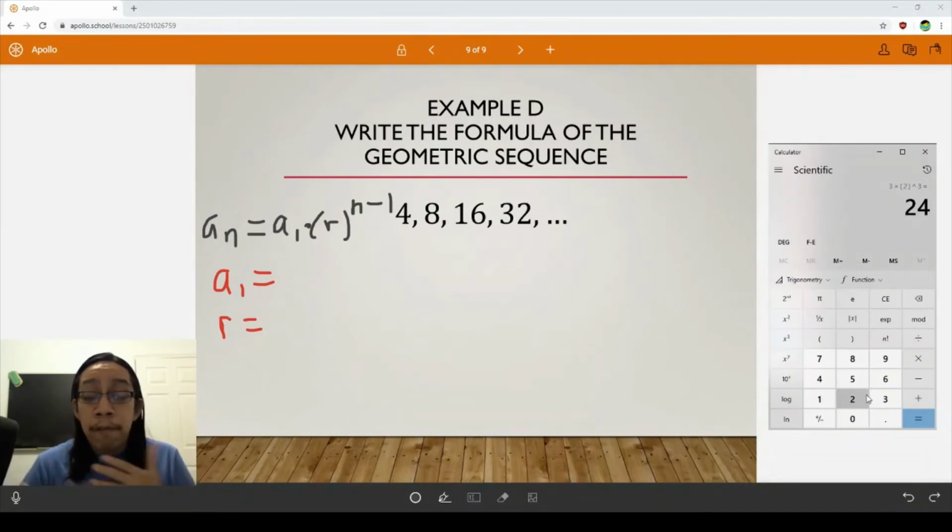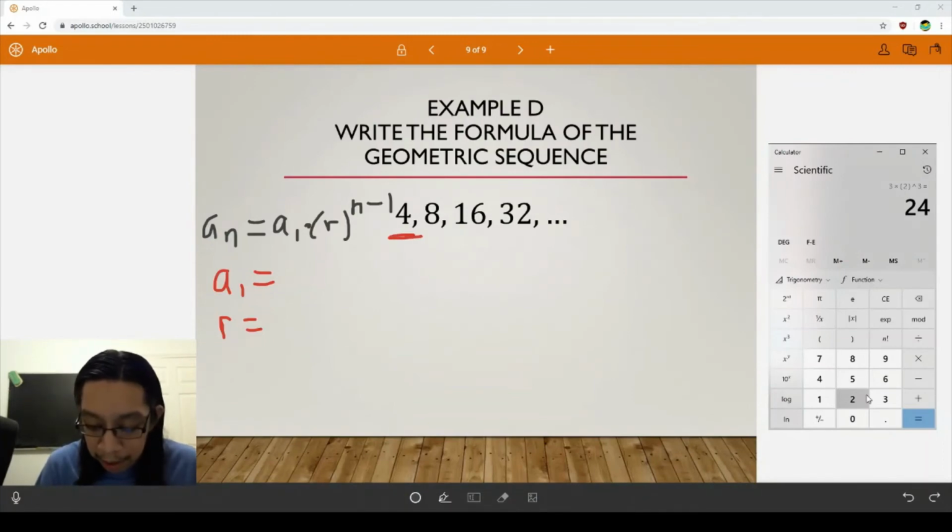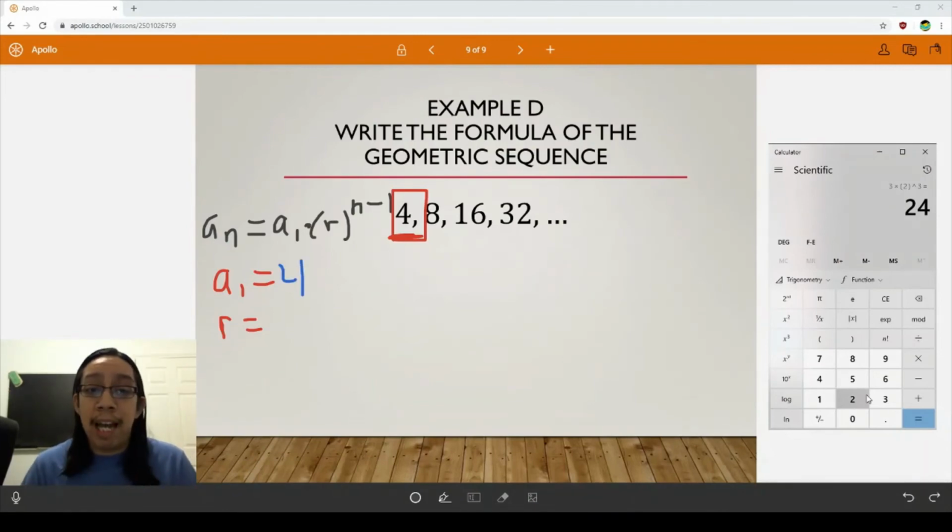So now, finding the first term is the easy part. Remember that the first term is the first number in your list. So my first number in the list here is 4. So that one's an easy one. That's already an easy piece of information that you can get out of this. It's just 4.